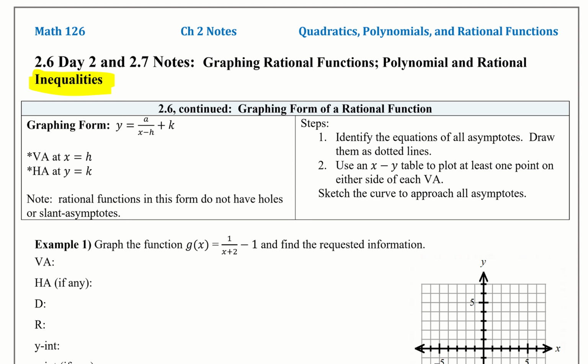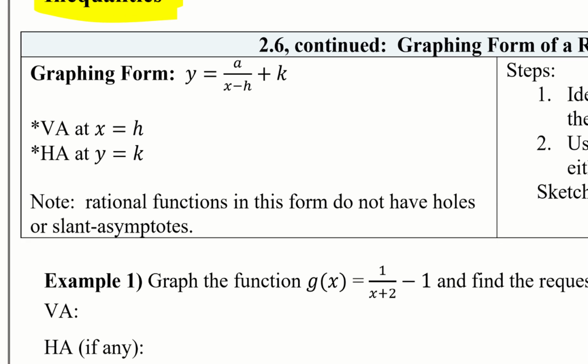There's one additional form of a rational function that we want you to know about. It's called the graphing form. To identify the graphing form, one of the things you're going to see is on the denominator, you would have a degree 1 binomial, and that would give you the location of a vertical asymptote at the root from that denominator. And in this graphing form, we will have this constant k added onto the end. That is the location of the horizontal asymptote.